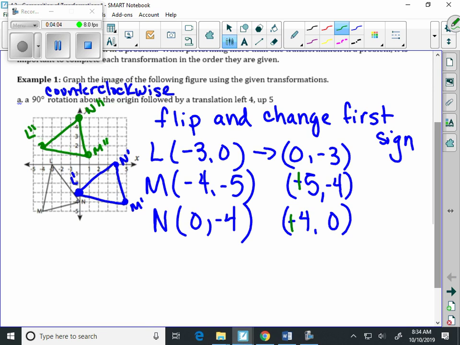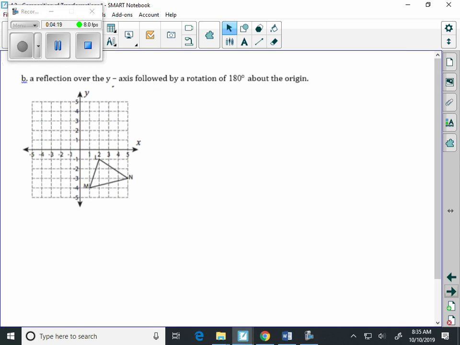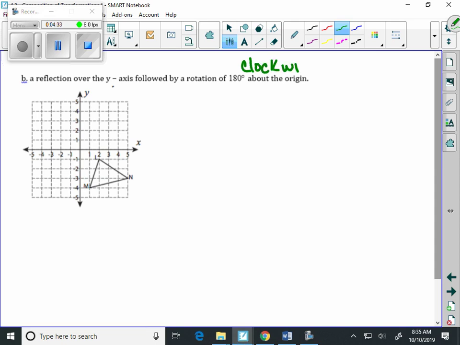So nothing new, but now we're putting more than one transformation on here. And again, maybe it's helpful to use colored pencils or pens. If we look at the next one here, reflection over the y-axis, followed by a rotation of 180 degrees. Let's go clockwise this time. The nice thing though is, clockwise or counterclockwise isn't going to make a difference.